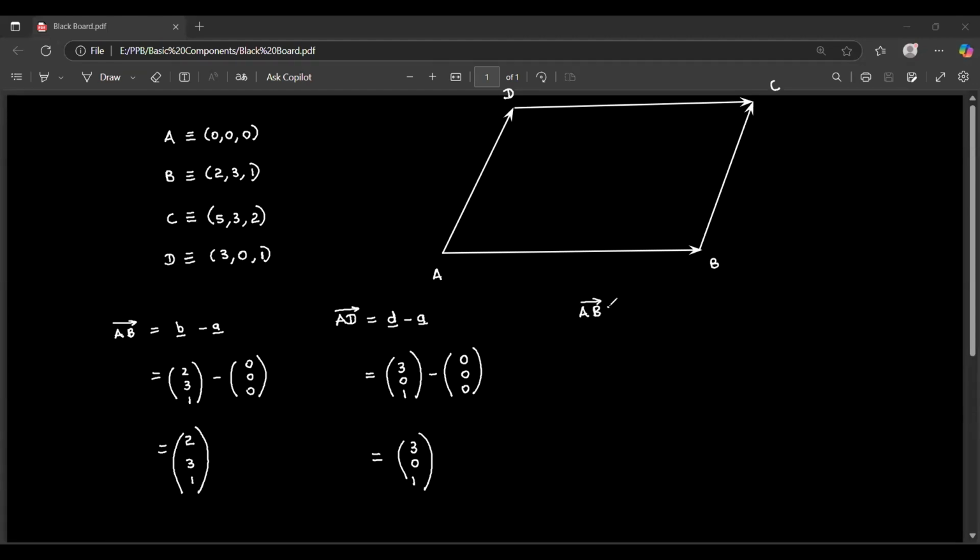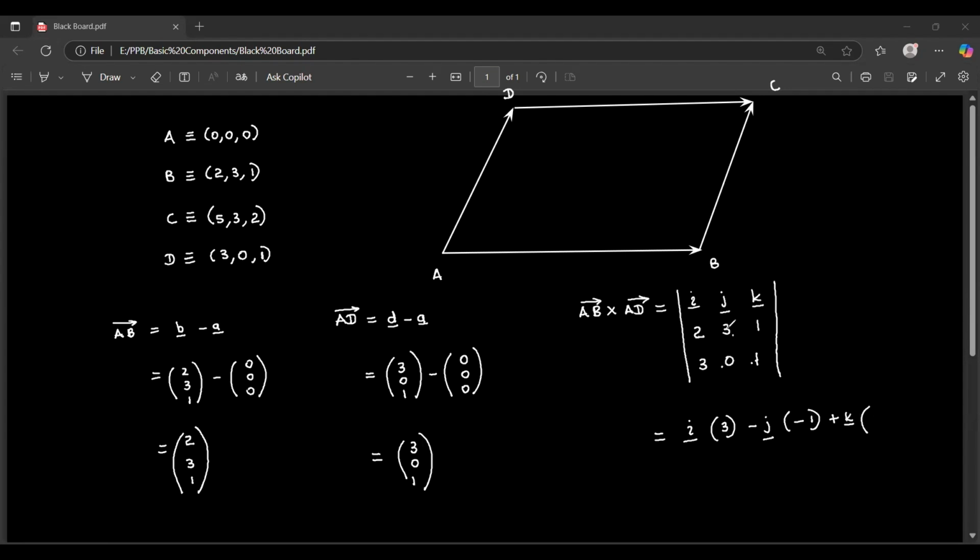So we can say AB cross AD is equal to the modulus of the determinant of i, j, k. First of all, we will write AB. So it will be 2, 3, and 1. And then we have AD, 3, 0, and 1. So this will be given as i into (3 minus 0), which is 3, minus j into (2 into 1 minus 3 into 1), so it will be minus 1, plus k into (2 into 0 minus 3 into 3), so it will be minus 9. So this is equal to 3i plus j minus 9k. This is what we have.